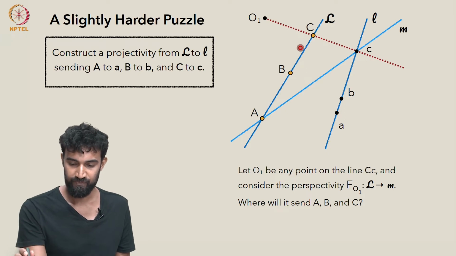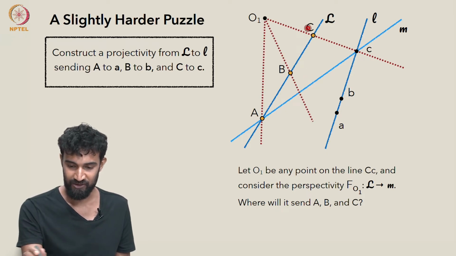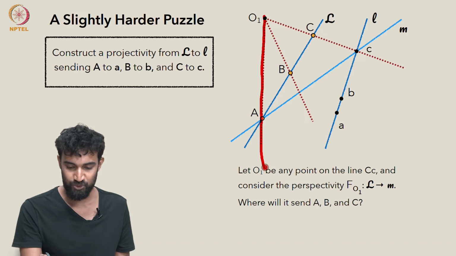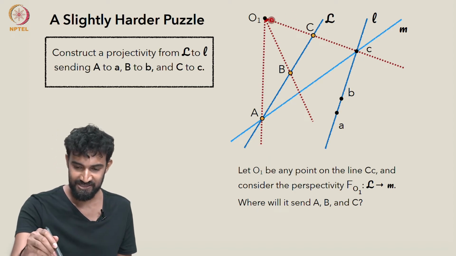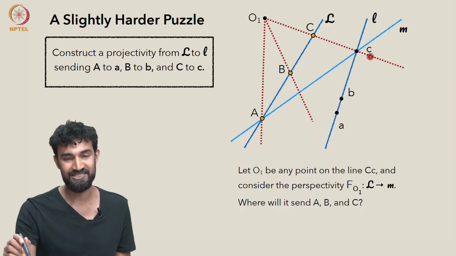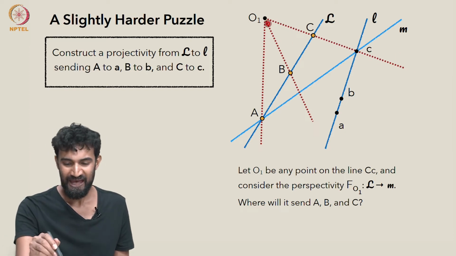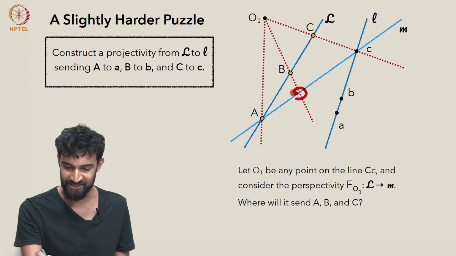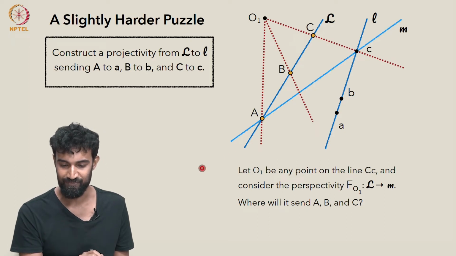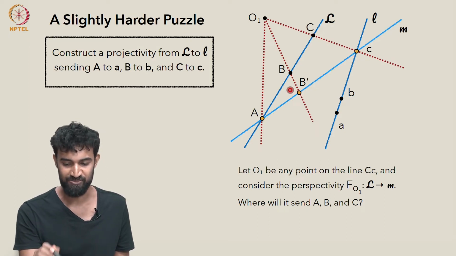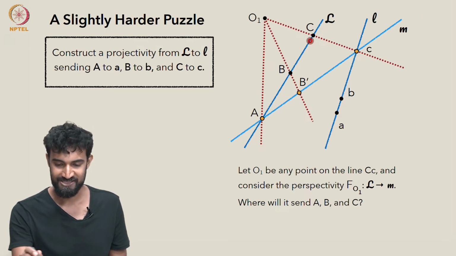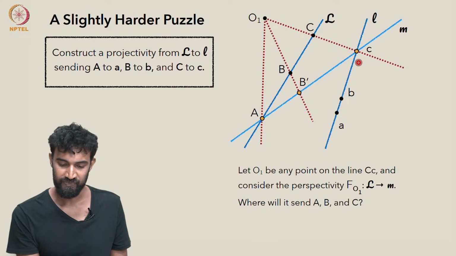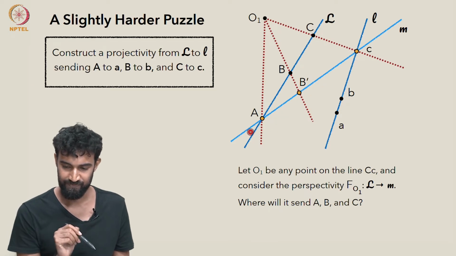Well, we'll send A to itself, because it's on the intersection. We'll send C to little c, which is exactly where we want to go. And we'll send B to some random new point on the line M. Let's just call it B prime. So we made some progress. C has gone where we want it to go, but we still have to deal with A and B.